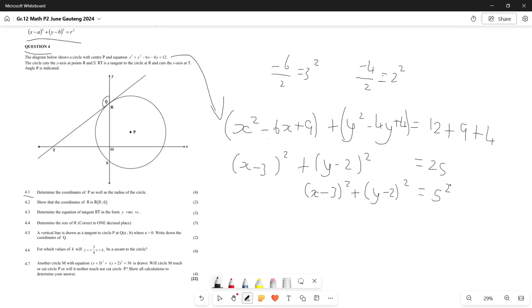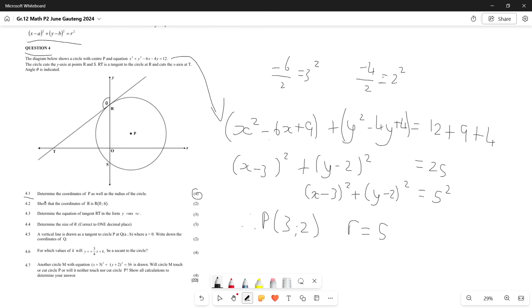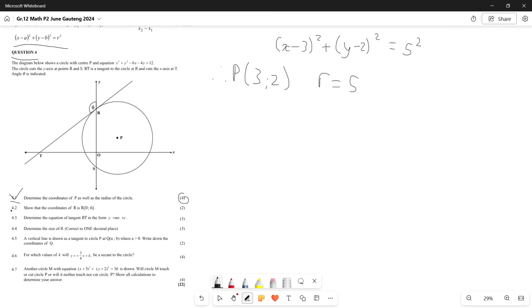Which means the coordinates of p, as we mentioned, are 3 for the x value and 2 for the y value over here. And then the radius, as we established, is 5 over here as well. And that just earned us 4 marks over there. Then from there, we have question 4.2.